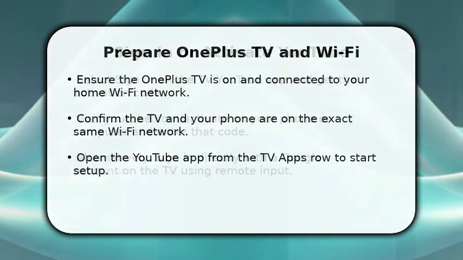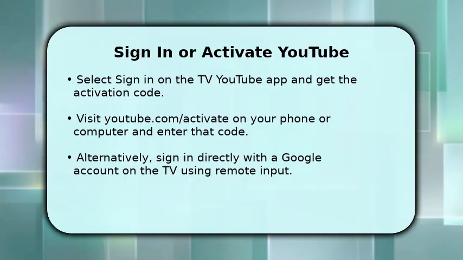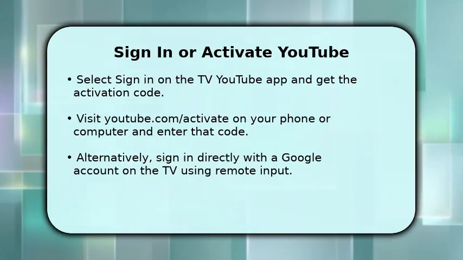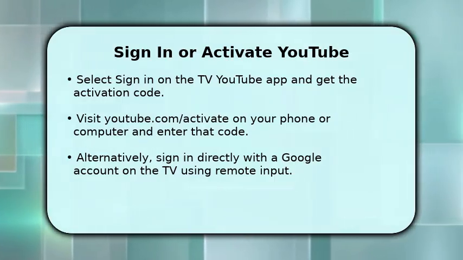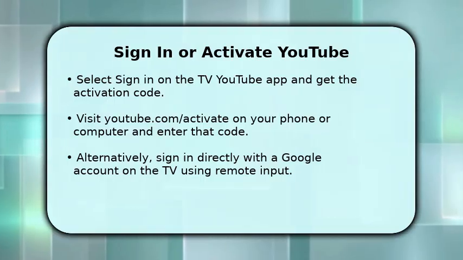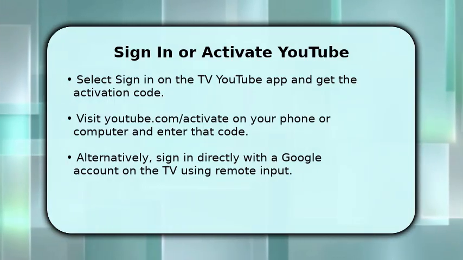Open the YouTube app on your OnePlus TV and select the sign-in button. The TV will display a short activation code and instructions on screen. On your phone or computer, go to YouTube.com/activate and enter the code exactly as shown.